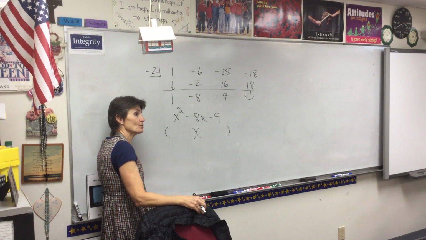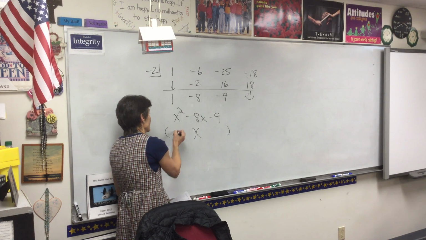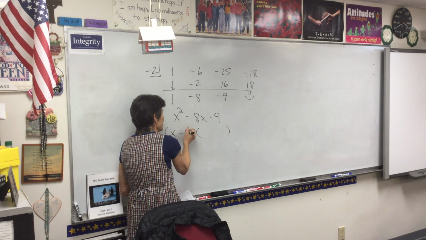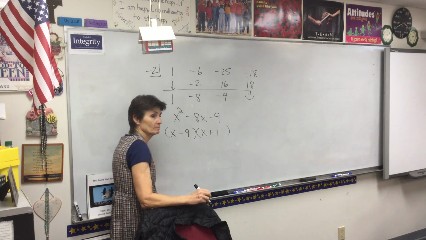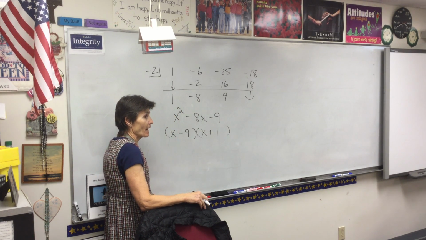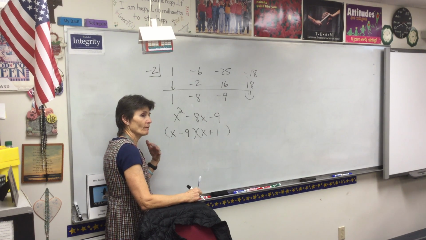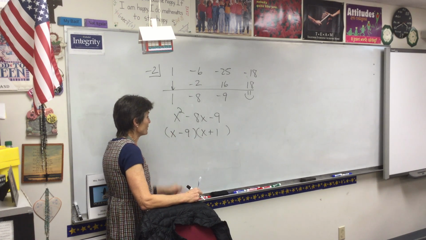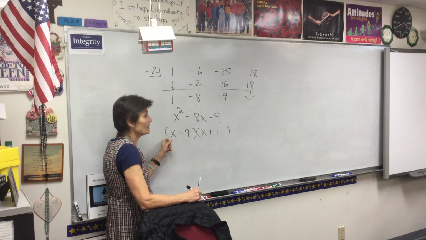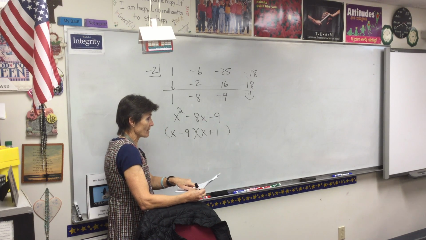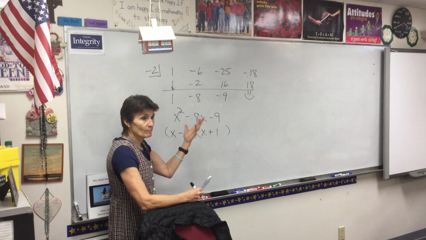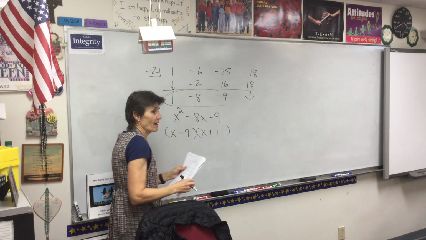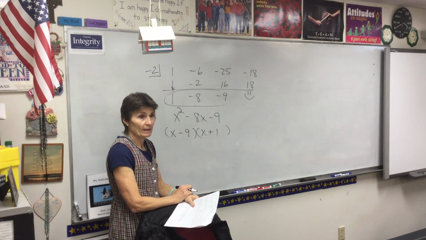What are the other 2 factors? x minus 9 plus 1. How could I check that if I really didn't know, if I really was unsure? Just FOIL it and make sure that's what you get. These are the other 2 factors. So one of the factors was x plus 2. They gave that to you. So we just divided it out with our division, and then we took the leftover part right here and factored that. That's how we found the other 2 factors.